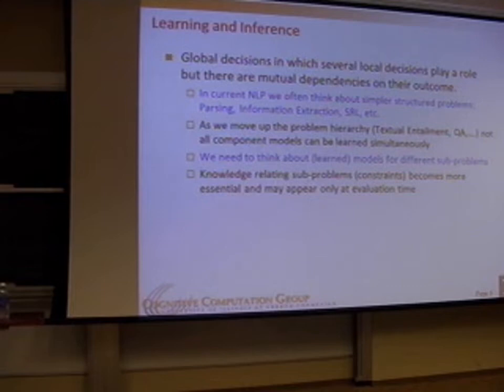So currently in NLP, we think about these kinds of problems, but mostly we think about simpler instantiations, simple structural problems: parsing, information extraction, semantic role labeling, and so on. And by the way, some of these problems we can think about as just a single problem. We don't need to think about them as multiple components, although I would argue it's a useful way to think about it in many cases. But definitely as we move up in the problem hierarchy, moving to textual entailment, question answering, and others, not all components can be learned simultaneously.